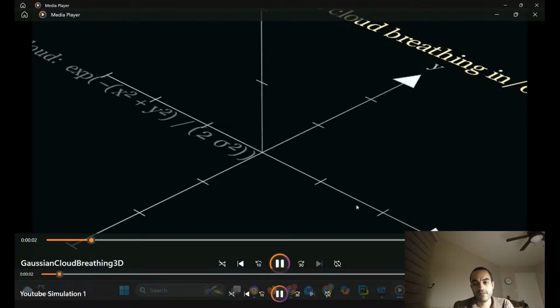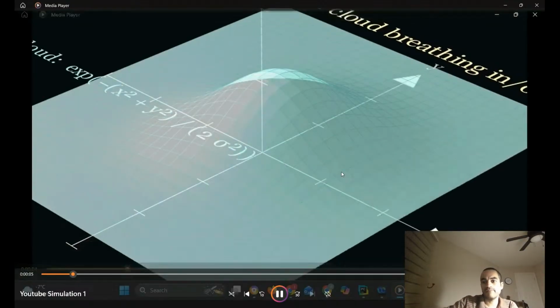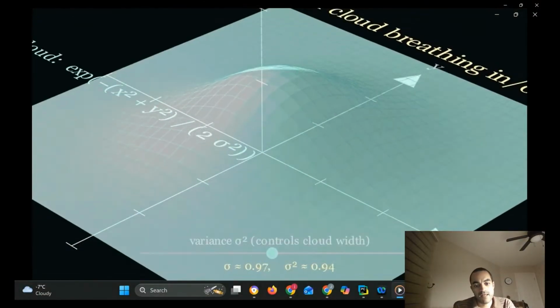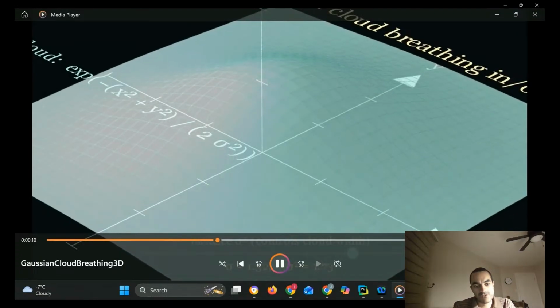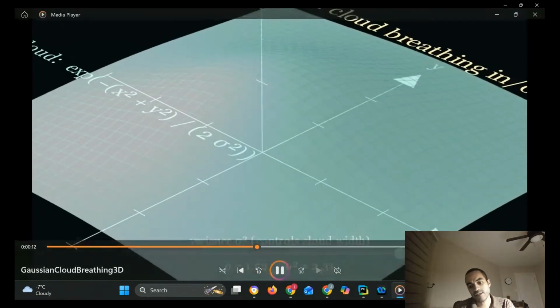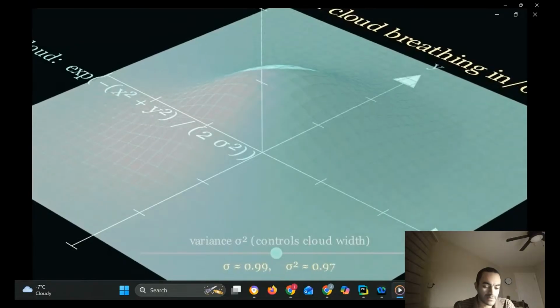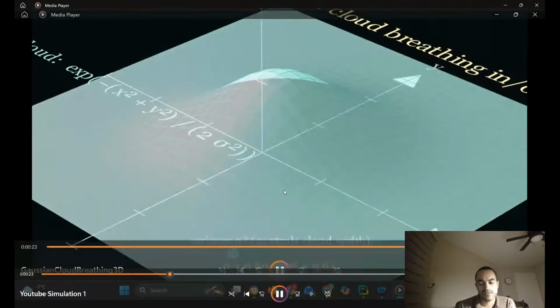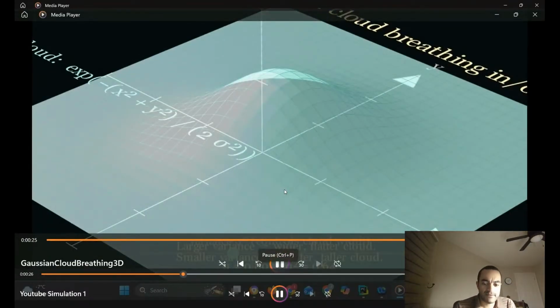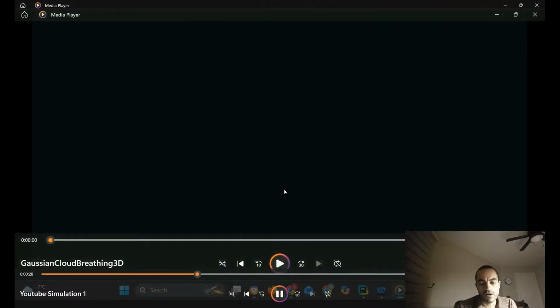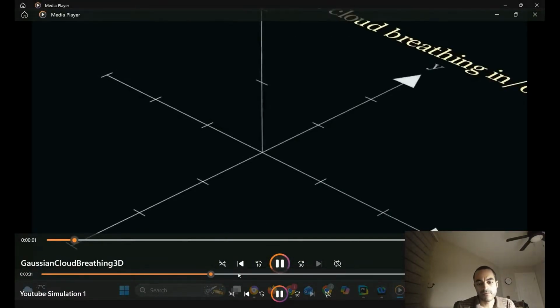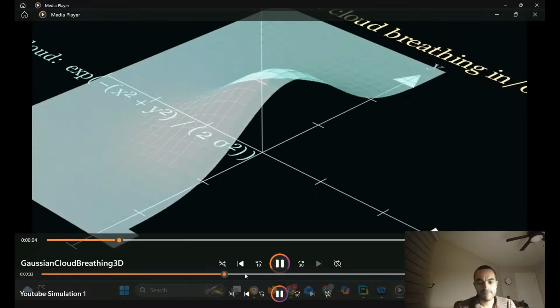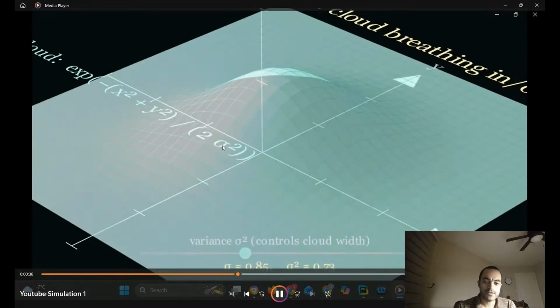Let me go back and rewind. So we have our Gaussian cloud. You can see that x squared and y squared, those are the x, y coordinates. The sigma represents the standard deviation. Those of you who have taken statistics know what I'm talking about. The standard deviation is the measure of the spread of certain quantities on the bell curve. That's the sigma. Now, there's also a thing here called the sigma squared value.